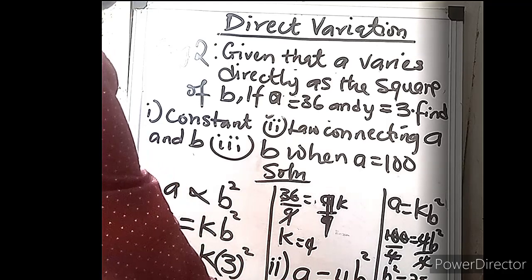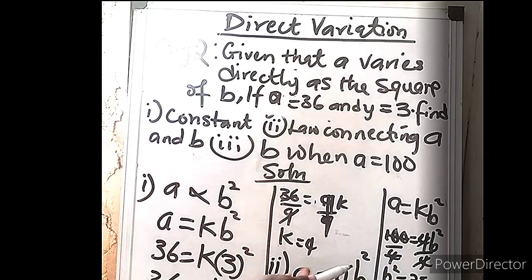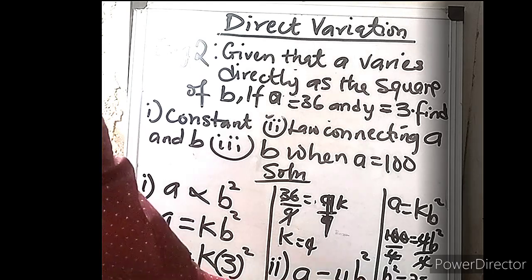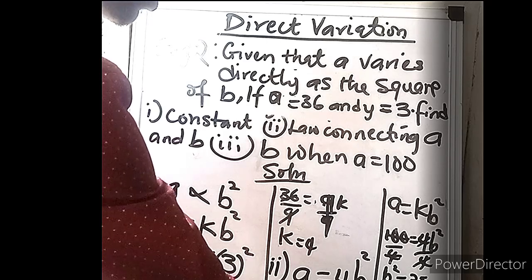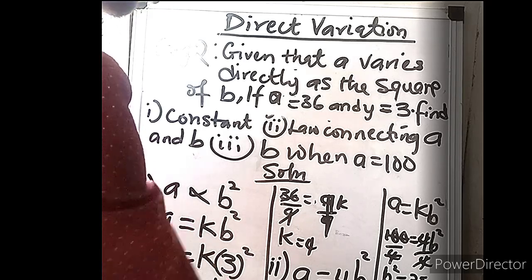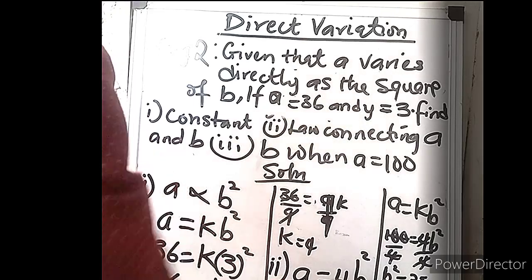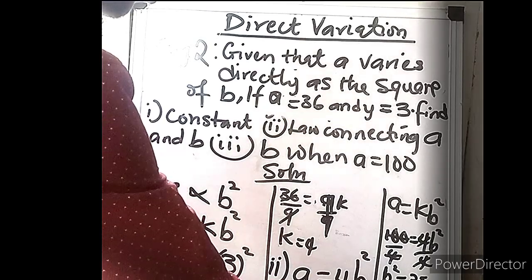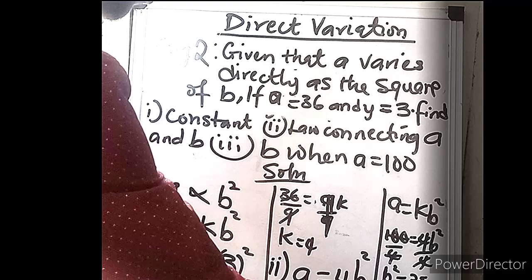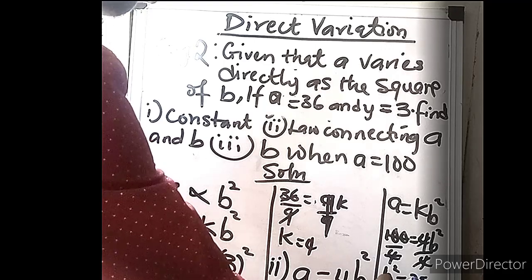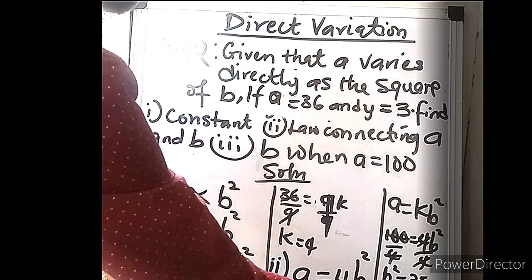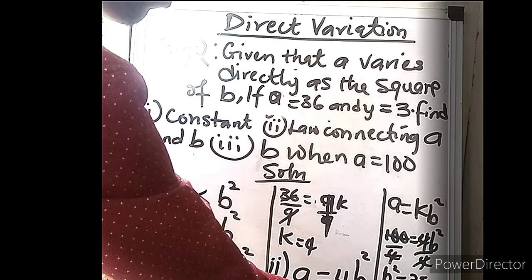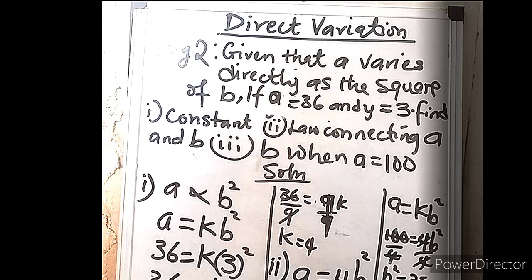Then B is going to give us the root. Remember I said anytime a square is crossing the equal sign, it forms a square root. So B equals the square root of 25. Take note, the square root of 25 is 5. So our final result will be 5.